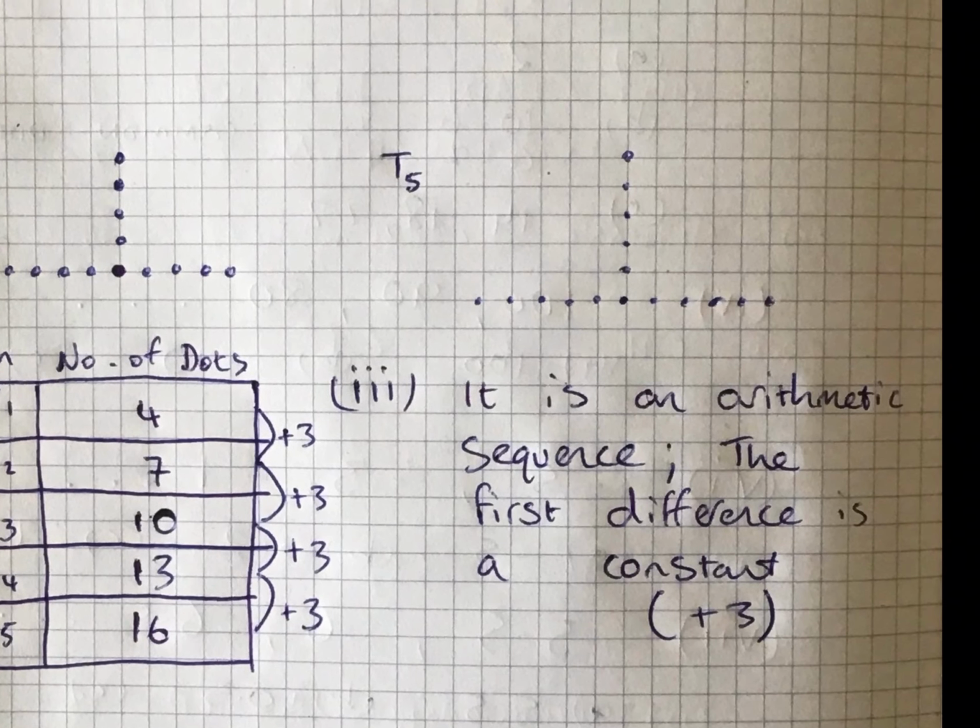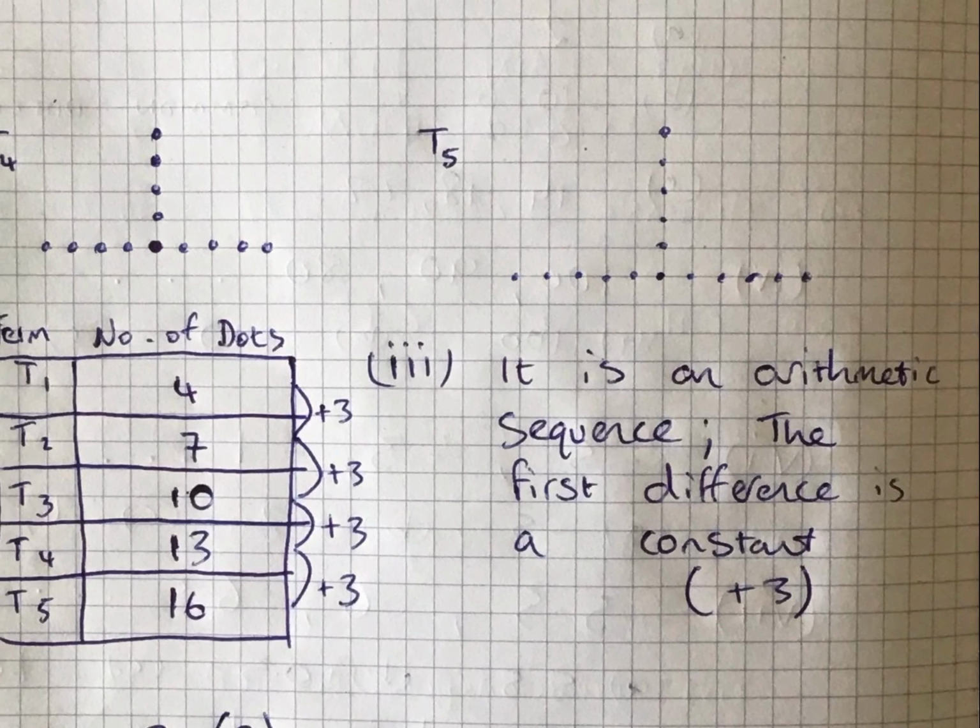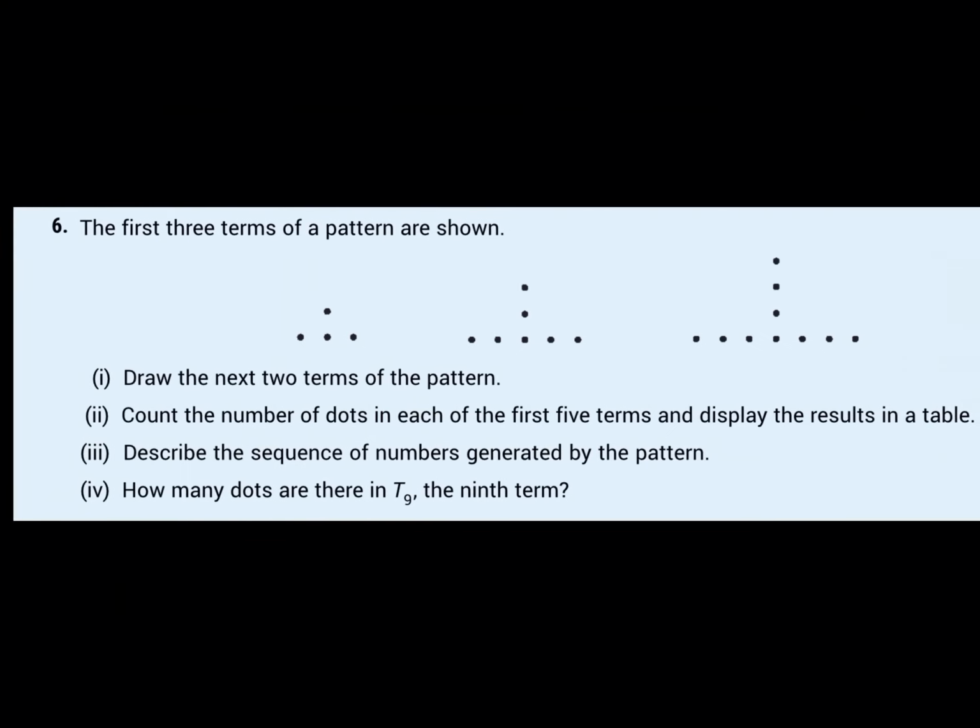Now, I can define a numerical sequence as arithmetic if the first difference is a constant, if the terms go up by the same amount each time. And this is what's happening here. My first difference is a constant. I'm adding 3 each time. So I can describe this as an arithmetic sequence.